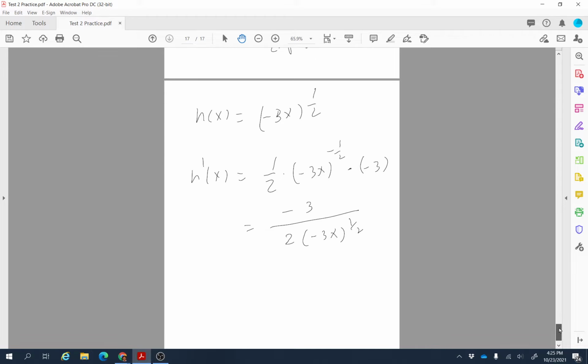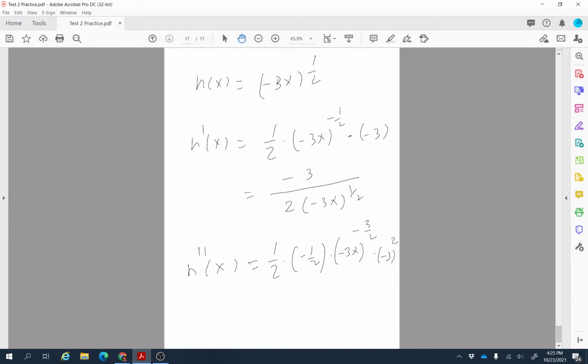The second derivative, if you try to find it, you have to find the derivative of this one, which is half times negative half times (-3x) to the power negative half minus 1, that is negative 3 over 2, times there is a -3 from here and a -3 from here, that will be (-3) squared. So eventually that will be negative 1 over 4. (-3) squared is +9, so (-3x) to the power 3 over 2.